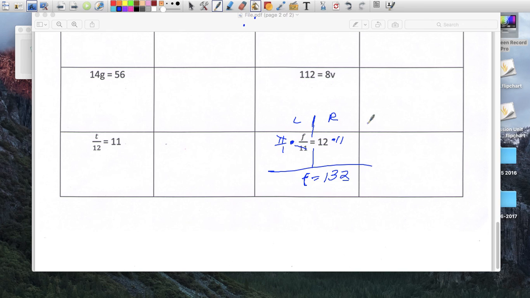So let's see. We can always check. So I have f over 11 equals 12. I'm going to substitute and get 132 over 11, which equals 12. And 132 divided by 11 is indeed 12, which equals 12 on the other side.